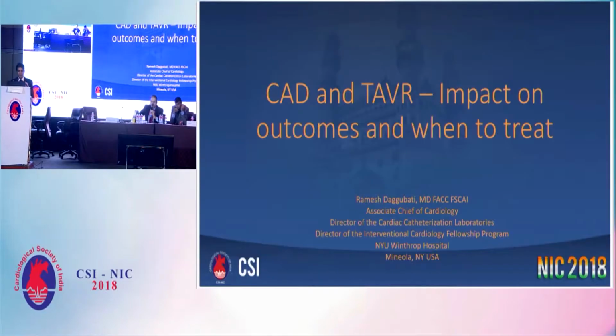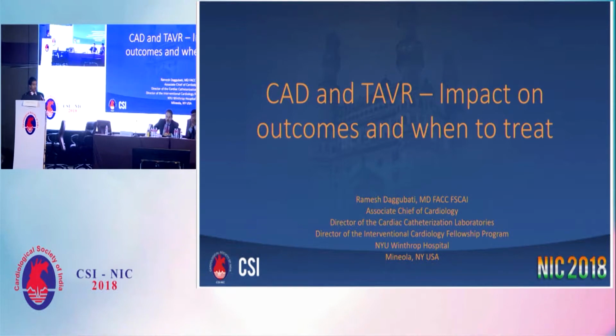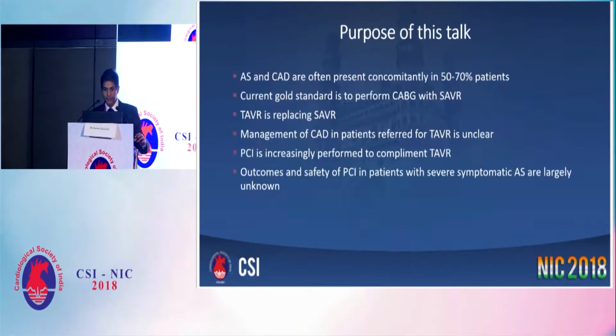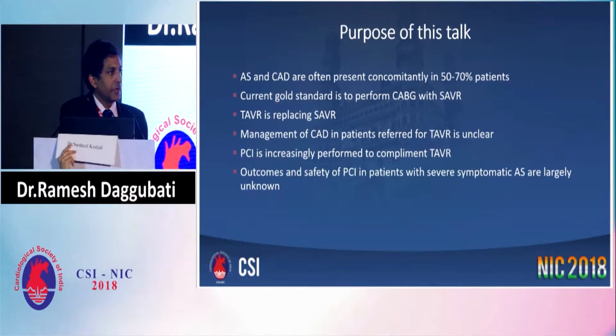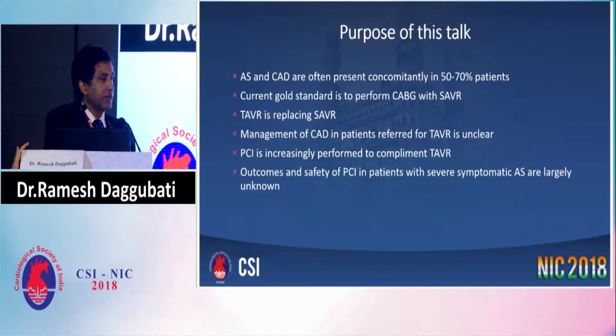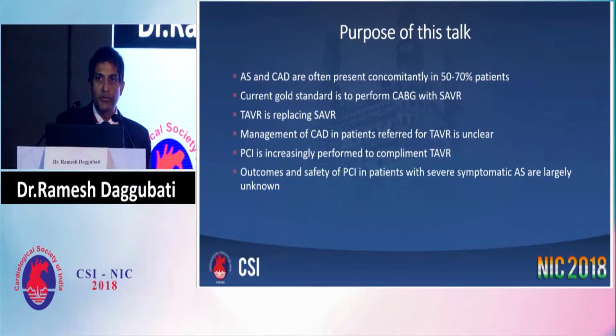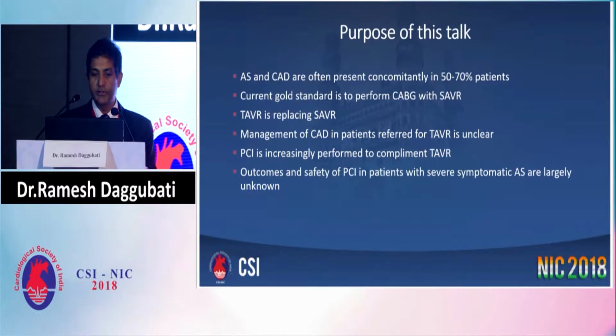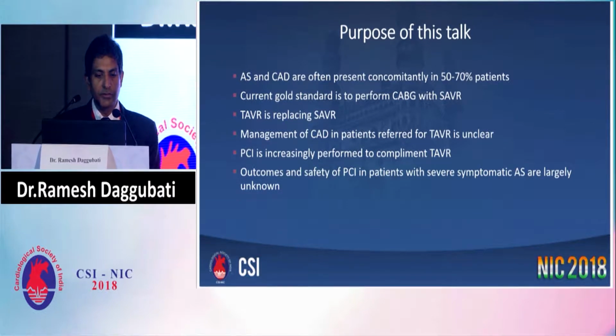So next we'll switch gears a little bit and talk about coronary artery disease and TAVR, impact on outcomes and when to treat. So the purpose of this talk, actually we have to understand that aortic stenosis and CAD are present in about 50 to 70% of the patients. The higher the age, the more probable concomitant coronary artery disease with aortic stenosis patients. The current gold standard is to perform CABG with SAVR, yet TAVR is quickly replacing surgical aortic valve replacement in many subgroups of patients.